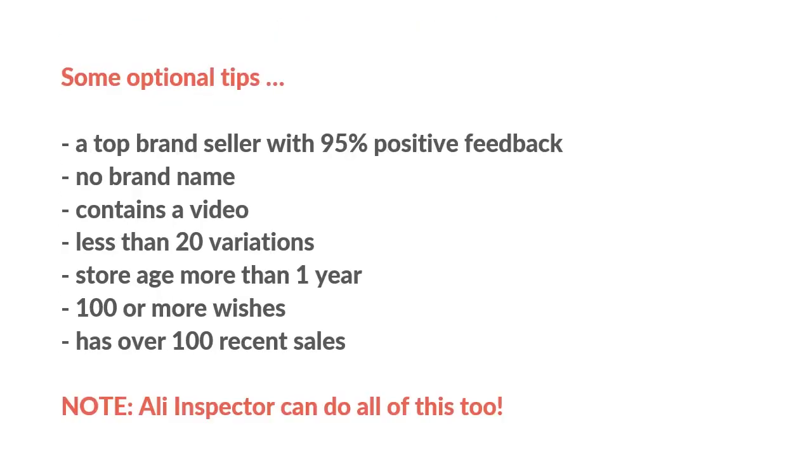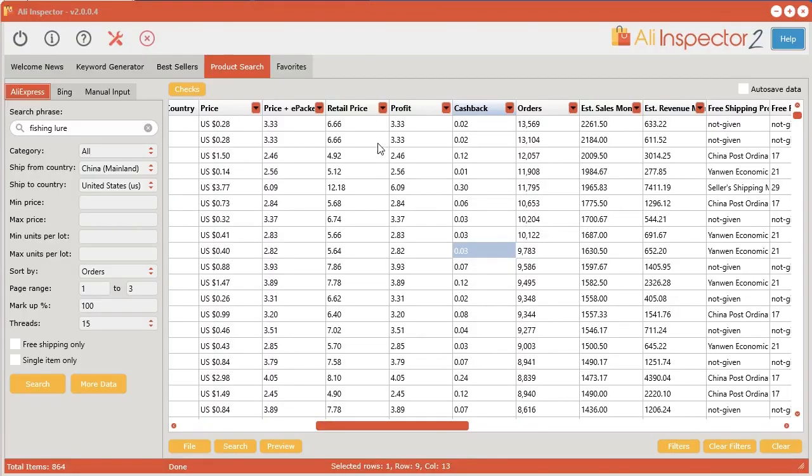And some other optional factors to consider are to try to select a top brand seller with 95% feedback, preferably have no brand name on the product, contains a video that you could use for marketing, has less than 20 variations, has a store age of more than a year, more than 100 wishes, and has at least 100 recent sales. And guess what? AliInspector can do all this too. By using the built-in quick filters at the top of each column, you can quickly get to the data that you need, or you can use the custom filters.